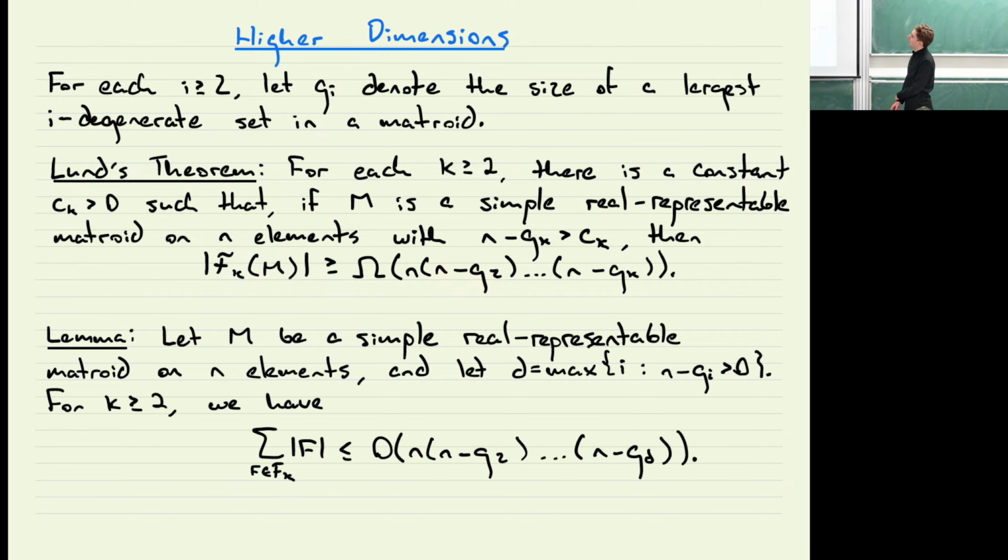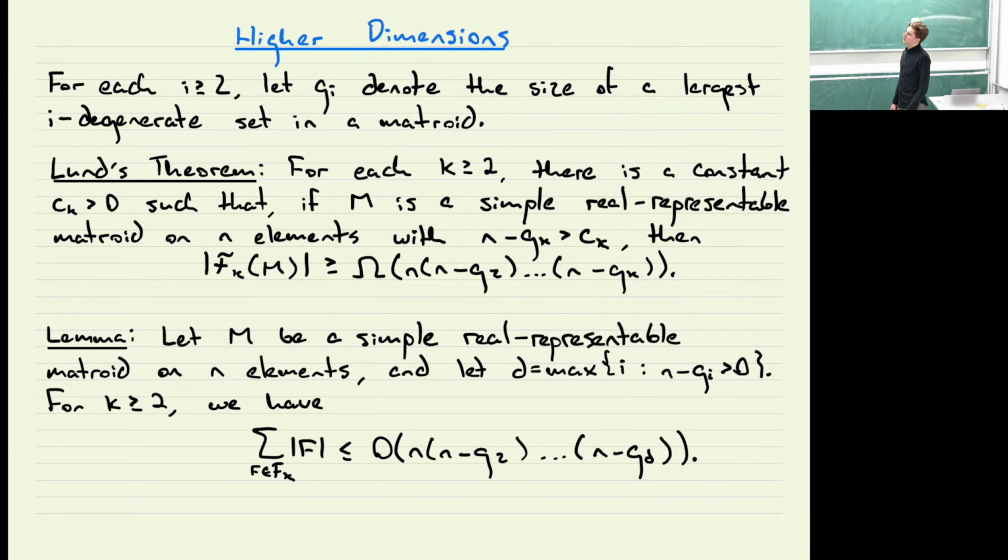So now what we do is we combine this with this aggregating lemma that we proved. In particular, you take d to be the largest number d for which your matroid is not d-degenerate, and then you get this bound on the aggregate size of the rank k flats.